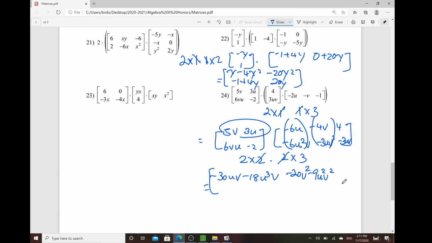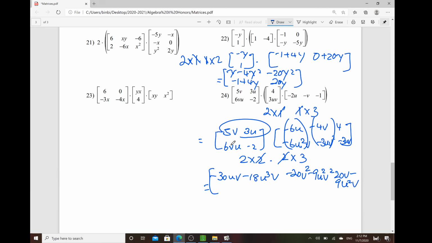And then the last entry of the first row, well, the first entry of the last column, then that'll be 3v times 4, so then that'll be 20v. Okay, I don't need to put a plus right here because that was the previous entry. So 20v. And then 3u times negative 3uv, then that'll be minus 9u squared v.